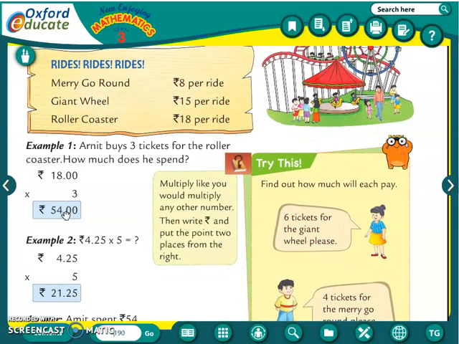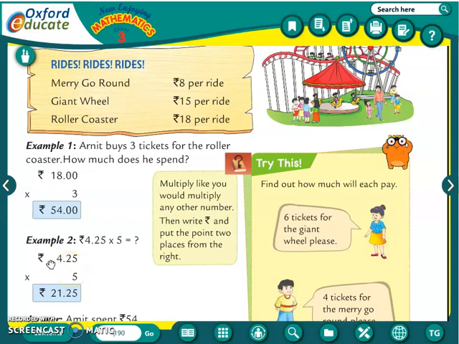So the answer will be 54 rupees. Anit has to spend 54 rupees. Now second example, 4.25 multiply by 5. If we are doing the multiplication of this number like this, how can we do it?